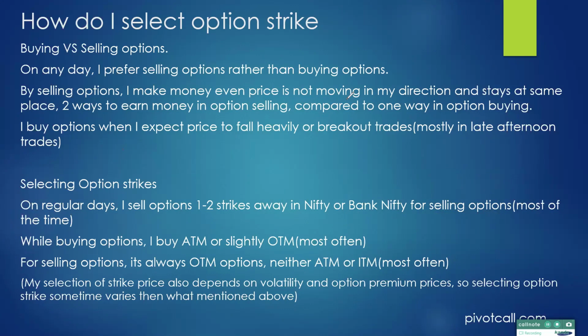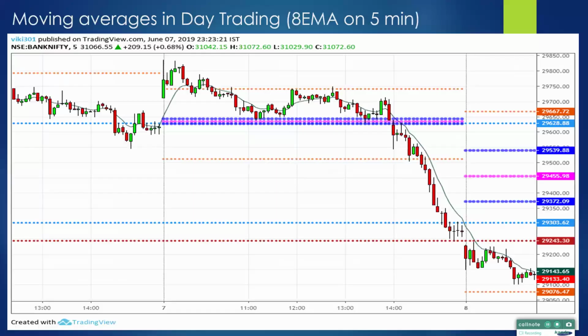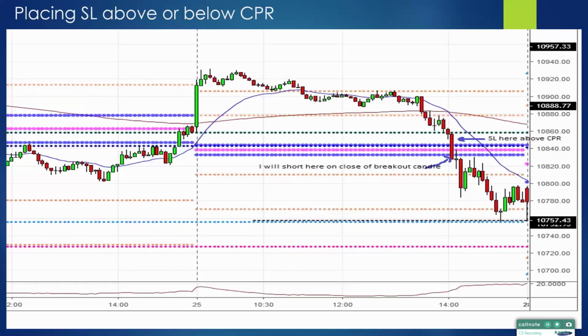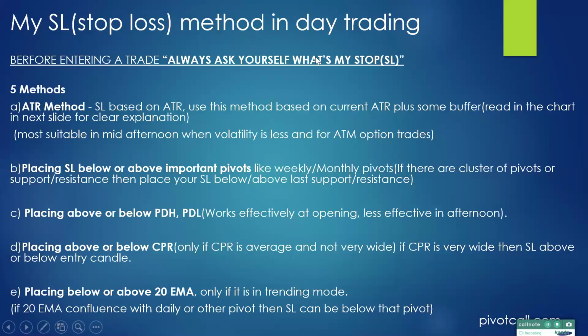And your next question is how to put stop loss when buying or selling options. Stop loss, yeah, there are two types. One is you have to watch the spot price. Okay, so this is the method which I discussed.